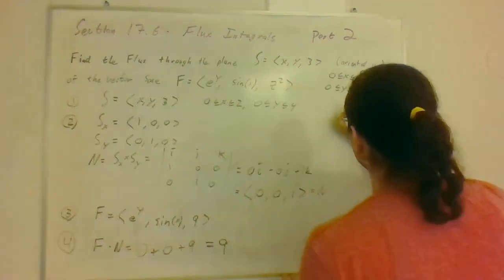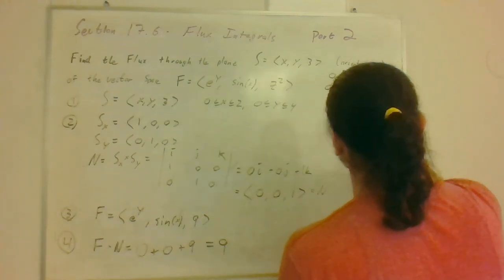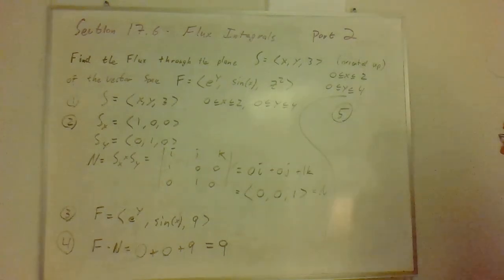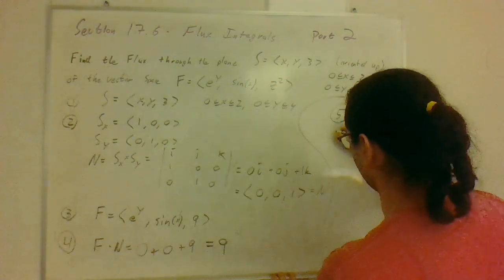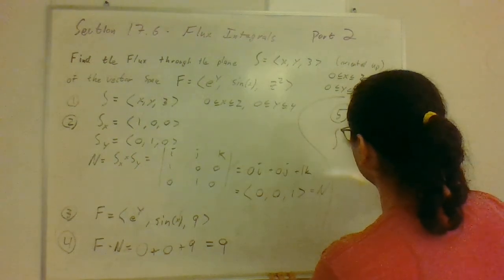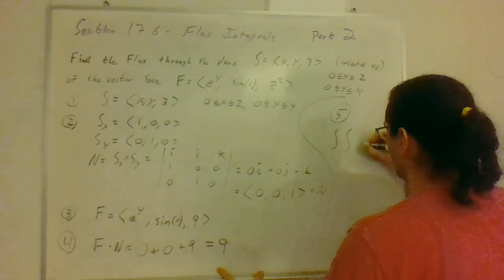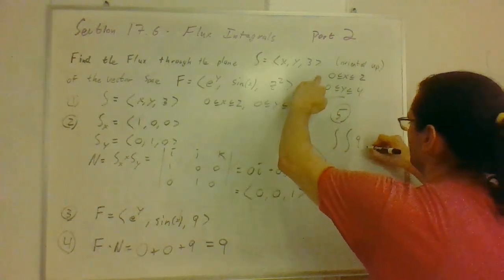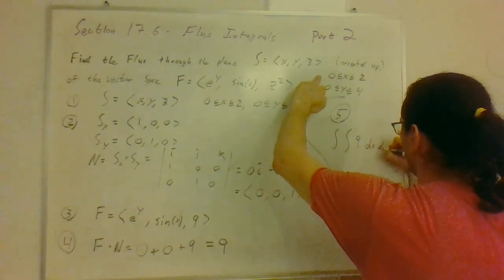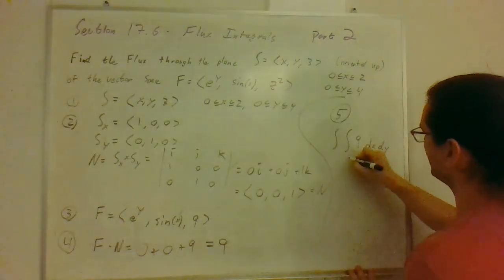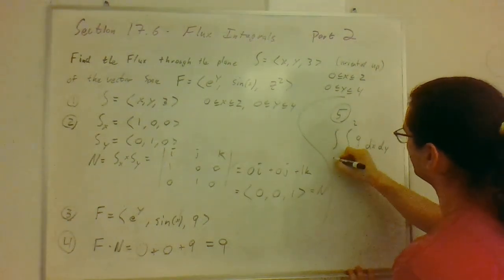So in step 5, we need to do the double integral of this thing. So I need to set up the double integral. F dot n is 9, so I'm integrating 9. I'm doing it with respect to these two variables, so I need a dx and a dy. And I need to use these bounds on these variables. X goes from 0 to 2, and y goes from 0 to 4.